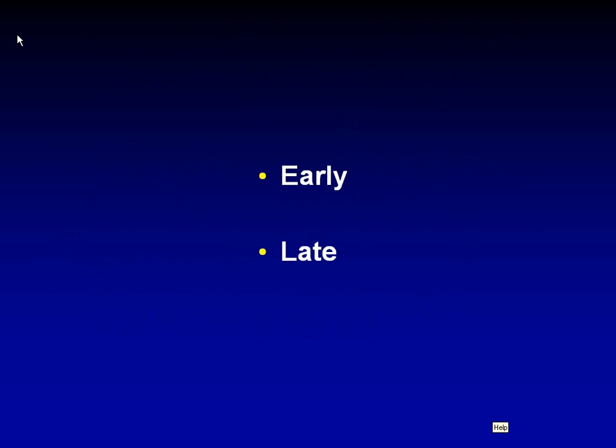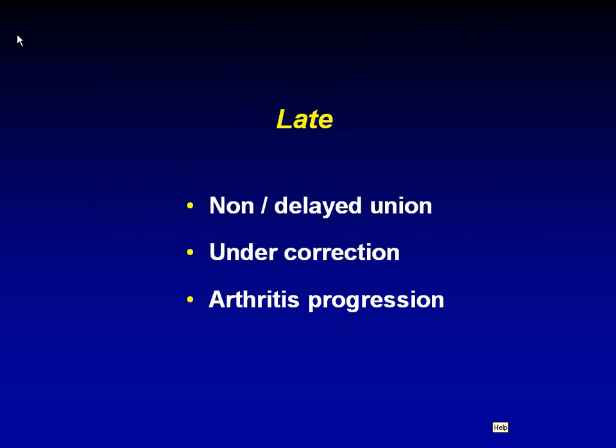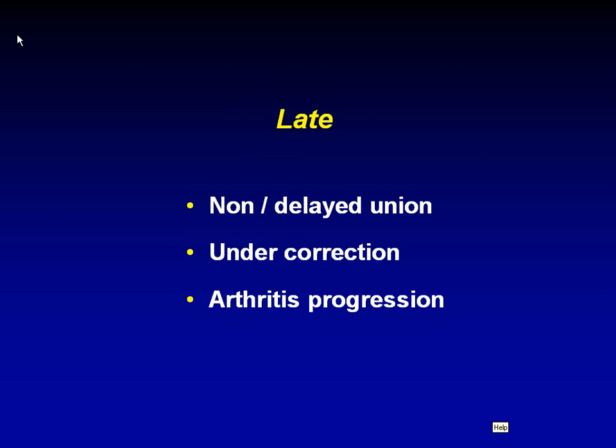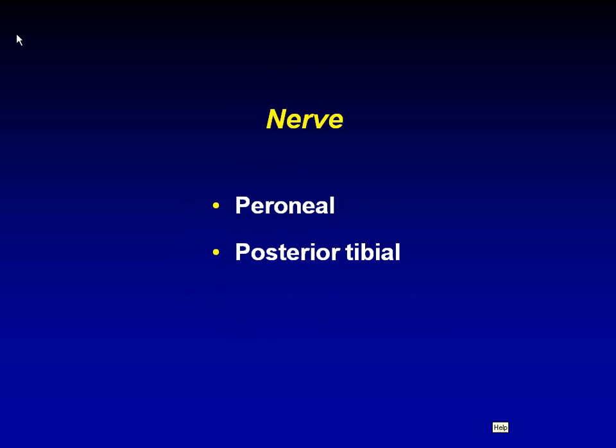So complications can be, of course, early and late. Slide, please. The early complications are nerve injury, vessel injury or thrombosis, surgical infection, inadvertent joint injury, and avascular necrosis of the proximal tibial fragment. Late complications in closing wedge osteotomy are nonunion and delayed union, undercorrection, which is the commonest, most significant complication for these patients, and of course arthritis progression, which is a natural consequence of the disease process.